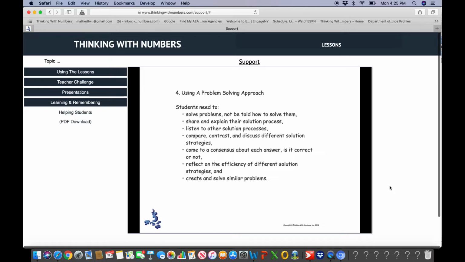They need to share and explain their solution processes. They need to listen to other children as they explain their solution processes. And if more than one process is presented, they need to compare and contrast the two. If more than one answer is suggested, they need to come to a consensus about that answer. And once in a while, they need to reflect on the efficiency of different solution strategies. For example, the strategy that you use, would it work with bigger numbers? Once in a while, when they're solving word problems, they need to create and solve their own word problems.